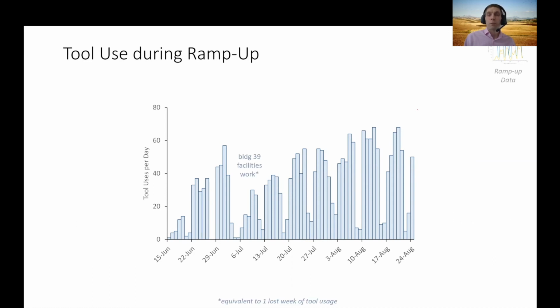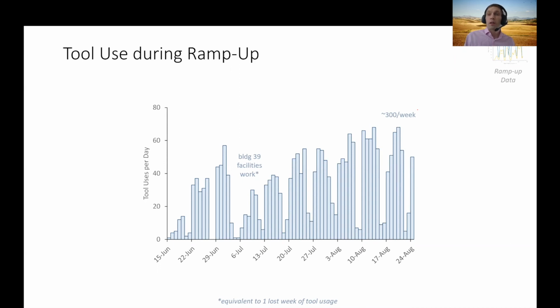You also notice the building 39 facilities work that took place around the 4th of July weekend. That had the equivalent impact of a 1 week loss of tool usage from that shutdown. If I average it out, you can see it reverberated over maybe 2 or 3 weeks. Right now we're at about 300 tool uses per week.